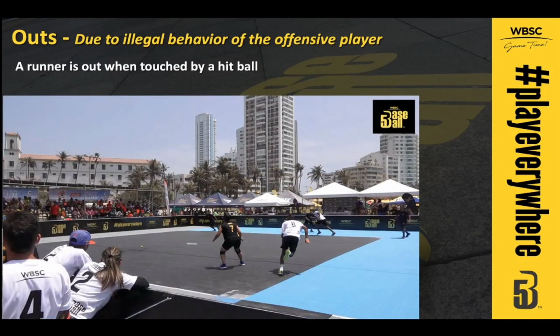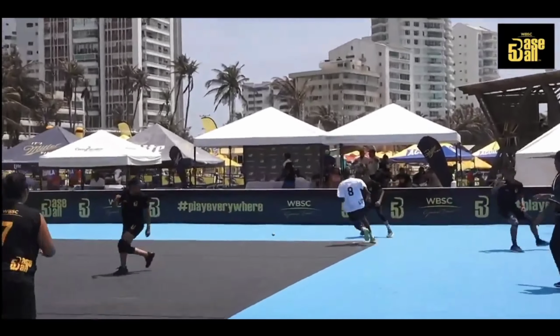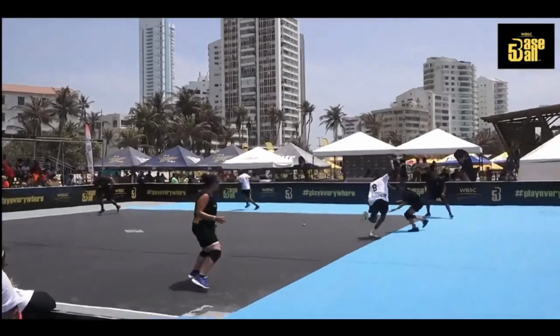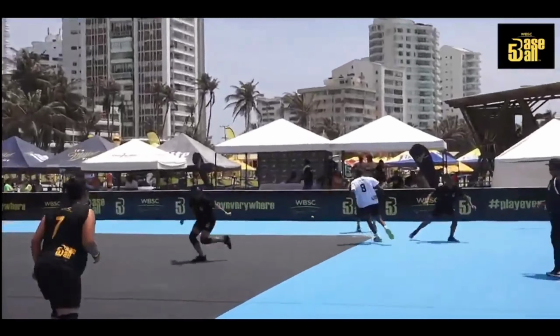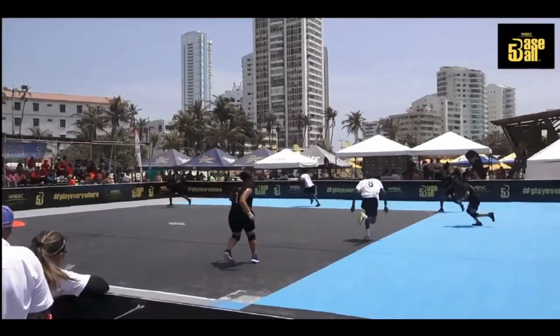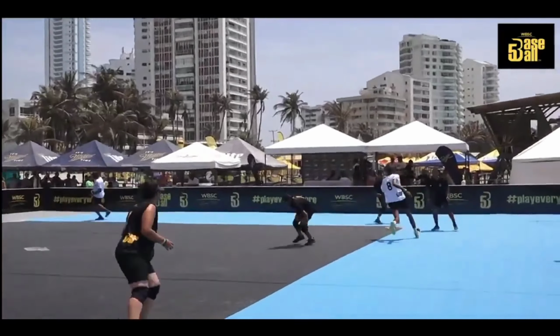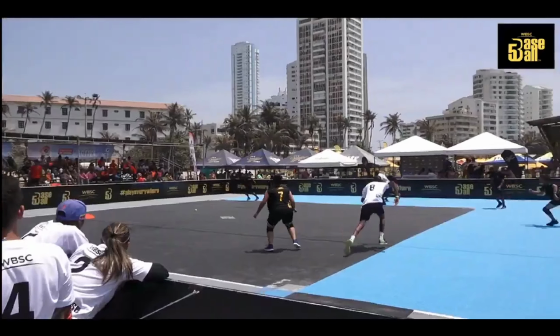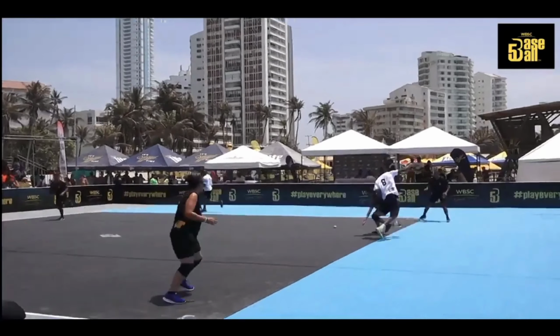In this next example, the base runner is going to be ruled out after being hit by the batted ball. The runner is number 8 in white, and you just saw the ball bounce off his foot. He did well to avoid the collision with the defender, but then the ball bounced off, looks like his left foot. You have to jump out of the way or stop and let the ball pass you by. You cannot be hit by the ball. That runner is out.